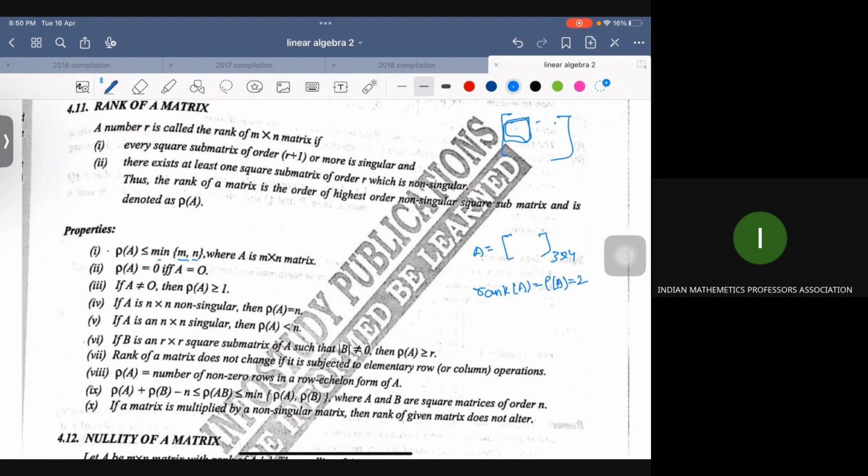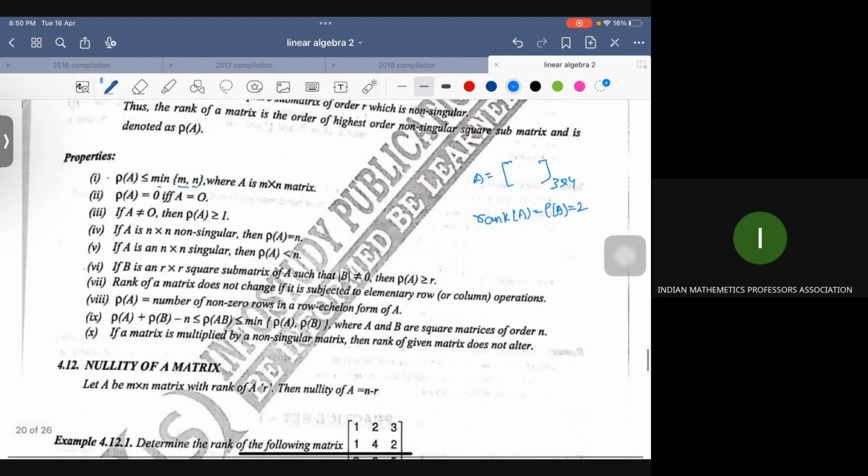And if rank of A is 0, then A is a null matrix. If A is a null matrix, then rank of A is 0. If A is not a null matrix, then rank will be greater than or equal to 1. If A is an n by n non-singular matrix, then rank of A is n. If A is an n by n singular matrix, rank of A is less than n. That is, if determinant of A is not equal to 0, then the rank of matrix A will be n. If determinant of A is equal to 0, then the rank will be strictly less than n.